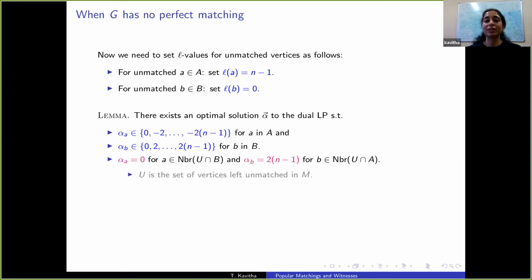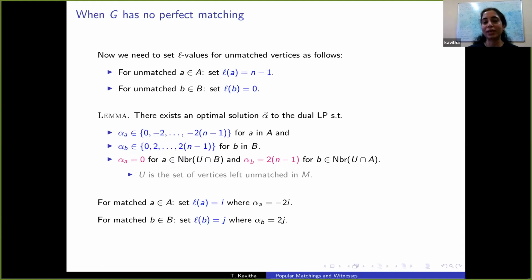And now we also claim that for all neighbors of unmatched vertices, in fact, we can pin down the alpha values. Rather than say they just belong to this set, we can say that for all a in A that are neighbors of unmatched vertices in B, the alpha value has to be 0. And for all b in B that are neighbors of unmatched vertices in A, the alpha value has to be twice n minus 1. So the alpha values of neighbors of unmatched vertices have to be the highest possible alpha values in both these sets. The highest possible alpha value for vertices in A is 0, and the highest possible alpha value for vertices in B is twice n minus 1. And these vertices that are neighbors of unmatched vertices claim the highest possible alpha values. So this is in fact a technical lemma.